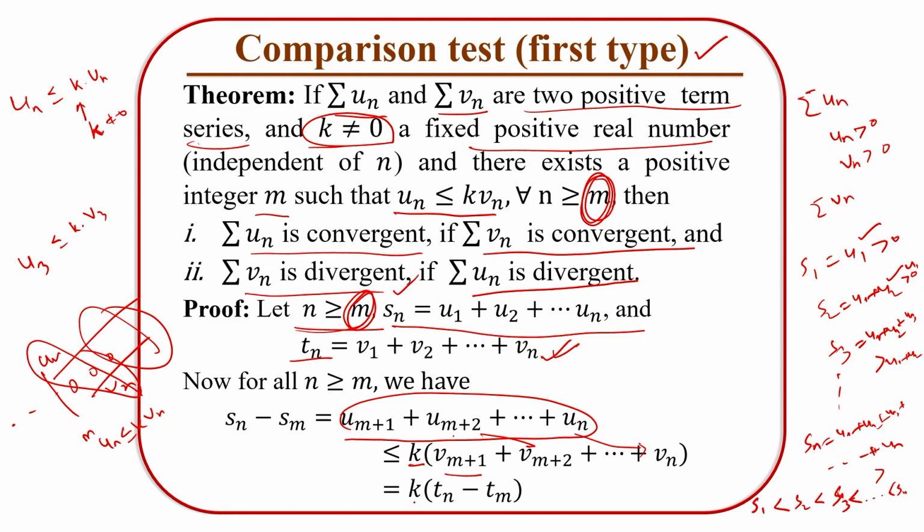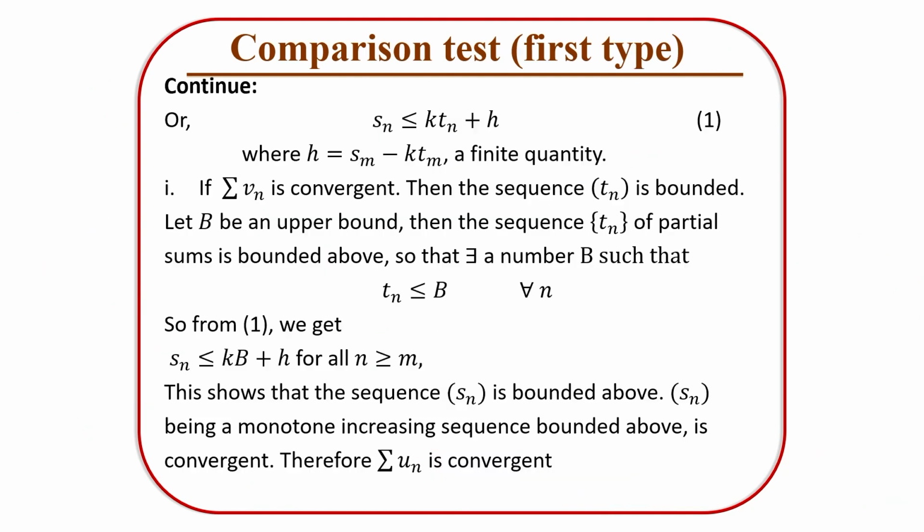So this comes out to be k into (Vm plus V2 plus Vn). So that means that is Tn minus Tm. These are the nth partial sums of Vn, and these are the nth partial sums of the series un, right. So overall we have Sn minus Sm less than or equal to k into (Tn minus Tm), right.